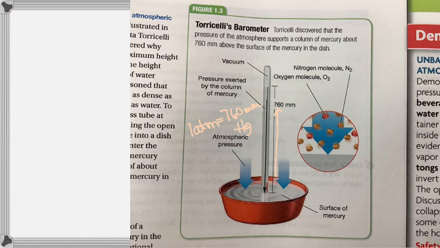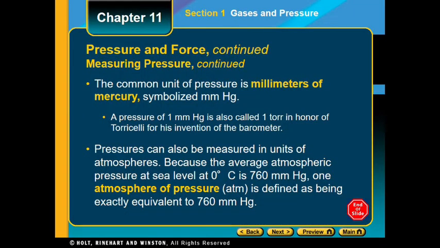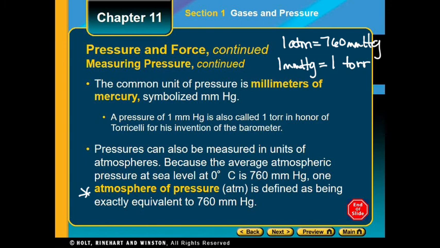But again, it does measure atmospheric pressure. We're going to add a couple more onto this just so that you have some conversion correlations. So again, I'm looking at this one right here, which is the one that I wrote down. 1 atmosphere is equal to 760 millimeters of mercury. So that's one pressure conversion. And 1 millimeter of mercury is equal to 1 torr. Again, that's named after Torricelli, who was looking at this particular experiment.